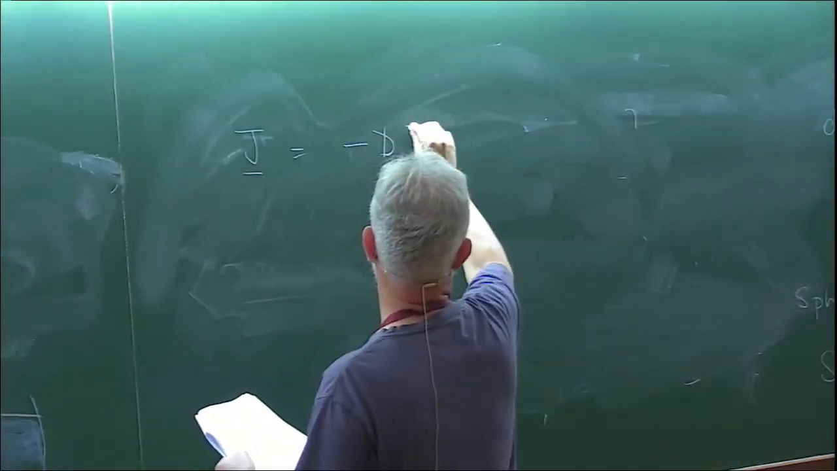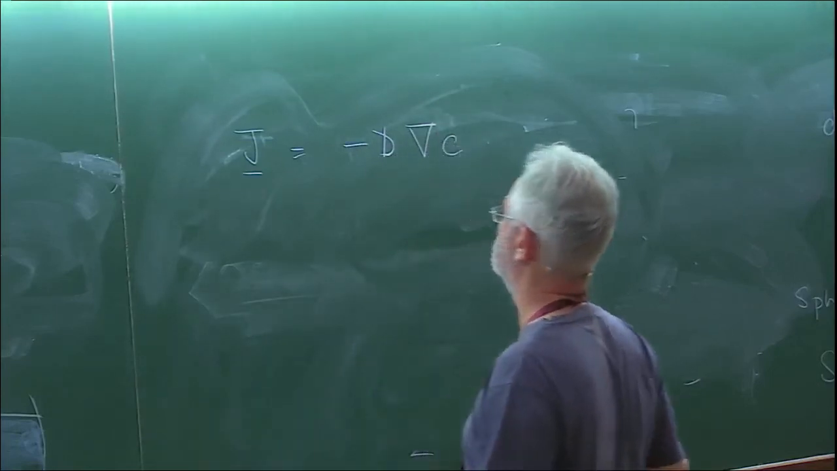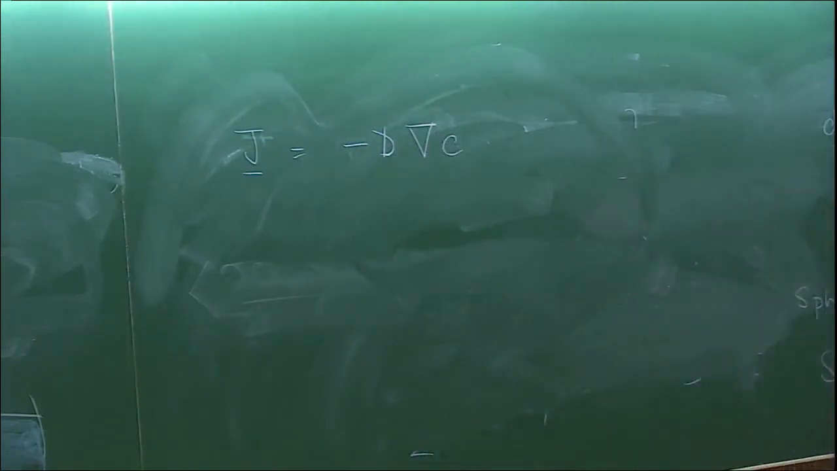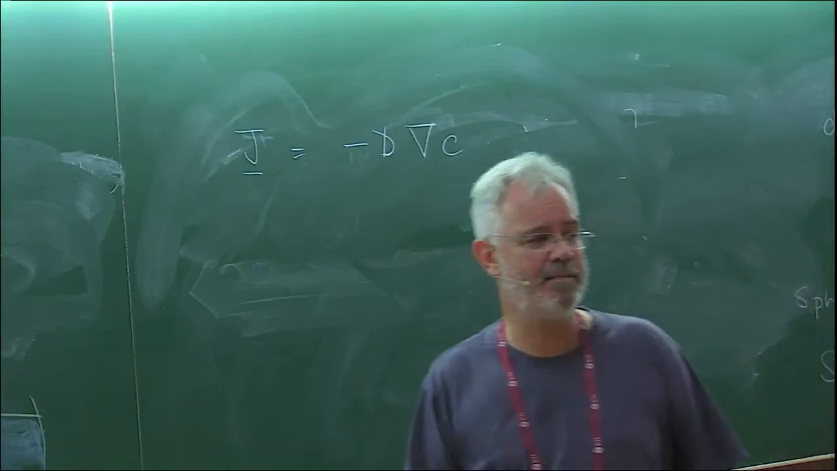You say the current must be proportional to some object D, which will be positive, times the gradient of C. So it basically means if you have a region where the concentration is high, the particles will flow to where the concentration is low, okay? So this is particle flow. So this is like a linear response.